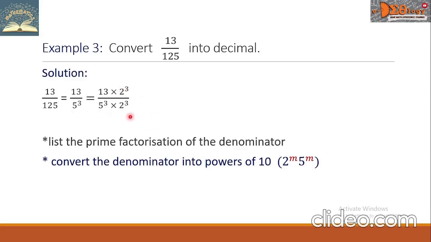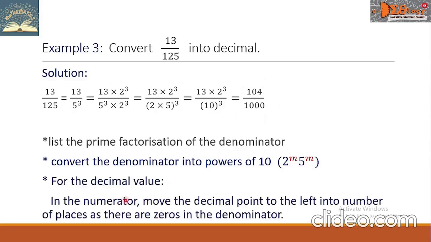Then let us simplify our denominator into the quantity 2 times 5 that is raised to power 3. And then the 2 times 5 becomes 10 that is raised to 3. Simplifying further, the numerator becomes 13 times 2 cubed is 104. The 10 cubed is 1000. Now we are ready to convert this fraction into decimal.